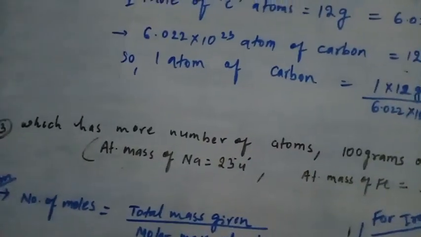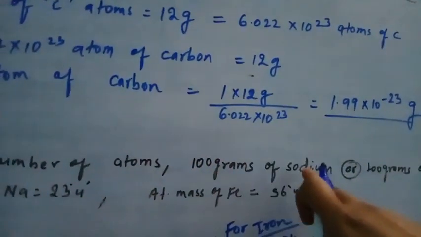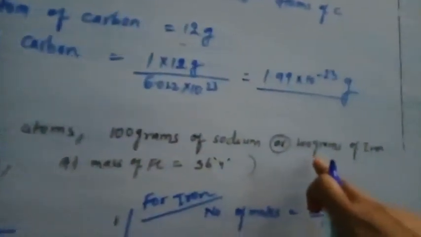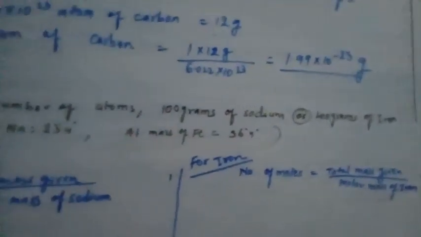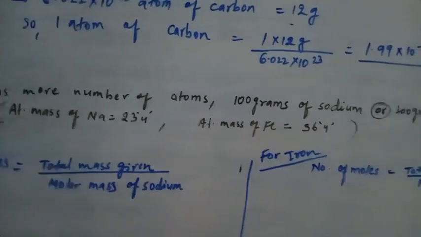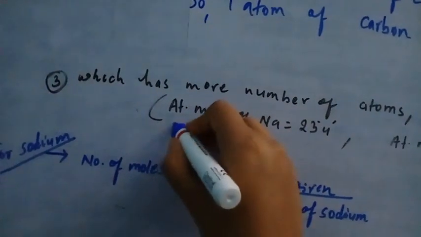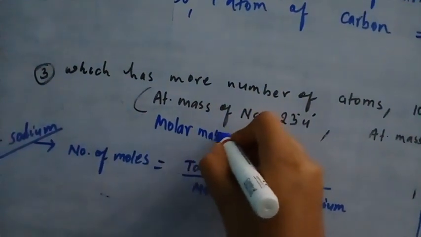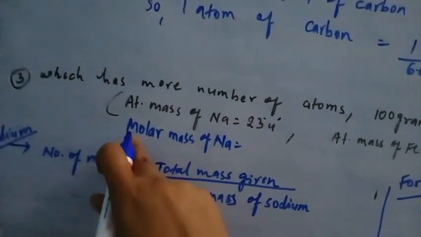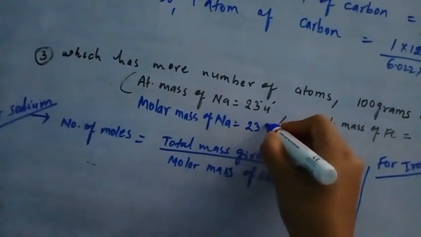So we have to first calculate the number of atoms present in 100 gram of sodium and the number of atoms contained in 100 grams of iron, and compare in which of the elements the number of atoms is greater. First, the atomic mass of sodium is given, it is 23 u. From there we will get the molar mass. Molar mass means the mass of 1 mole of sodium atoms. It automatically becomes 23 gram. You just have to replace the unit.